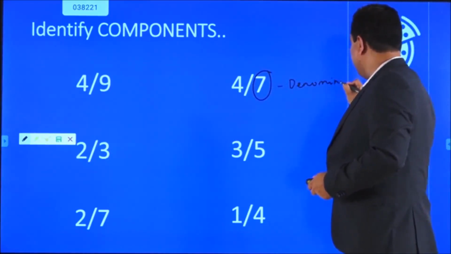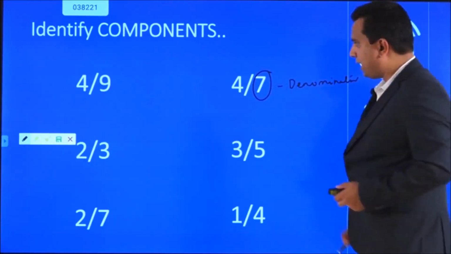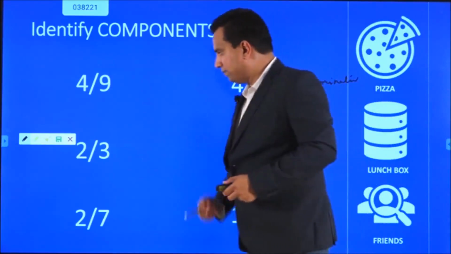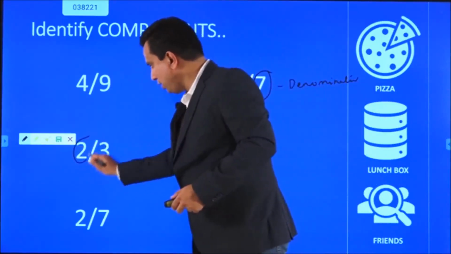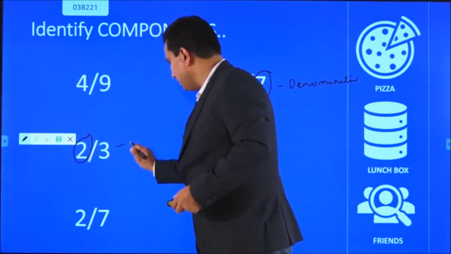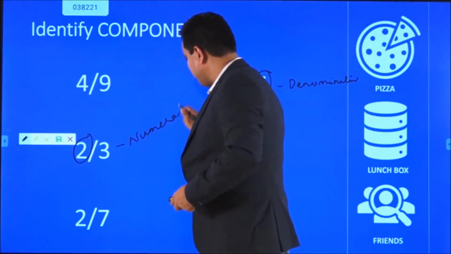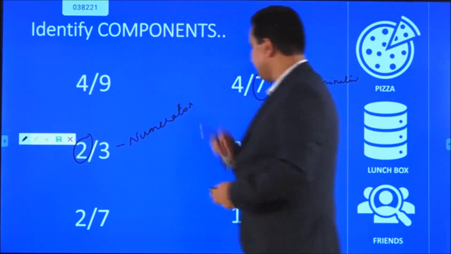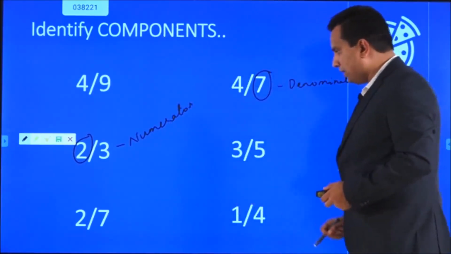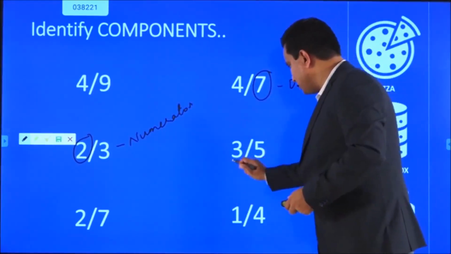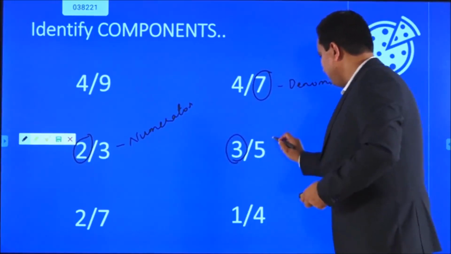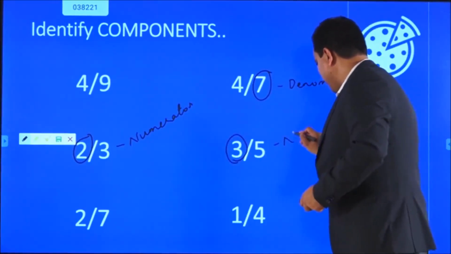Very good. Now let's take another example. That's 2/3. What is 2 here? Right. 2 is nothing but a numerator. Very good. Now let's take one more example. Let's say 3/5. What is 3 here? Yes, 3 is a numerator. Very good.